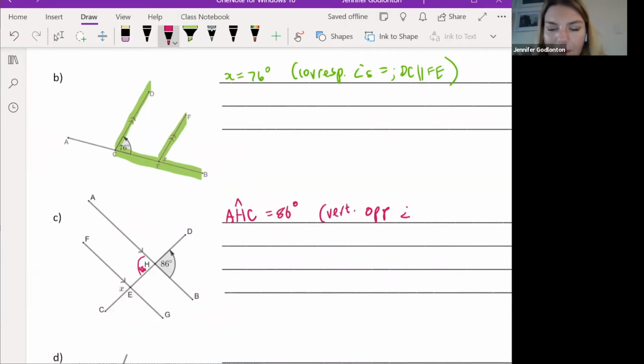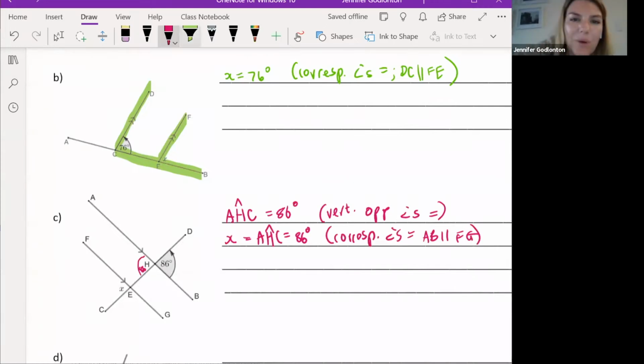And then we're going to say angle AHC equals X, which equals 86 degrees because of corresponding angles. And then the parallel lines would be FG is parallel to AB. Well done. Yes. Nailed it. Super. Okay. Perfect. That was absolutely perfect.